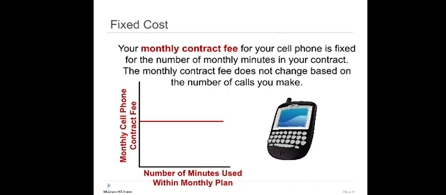Another example is factory insurance, factory building insurance. Let's say you pay the factory building insurance $3,600. No matter how many units of soft drink you produce, you still have to pay the same amount, $3,600 per year.